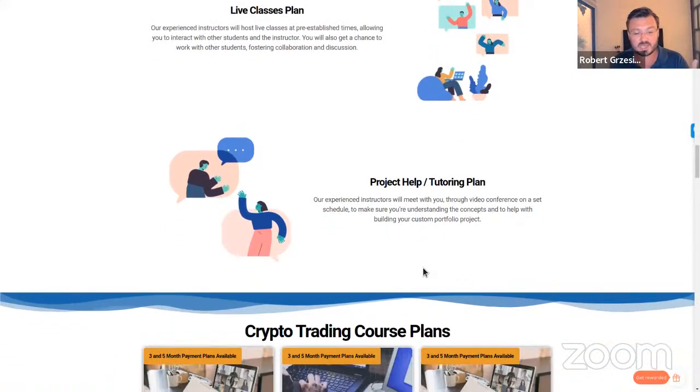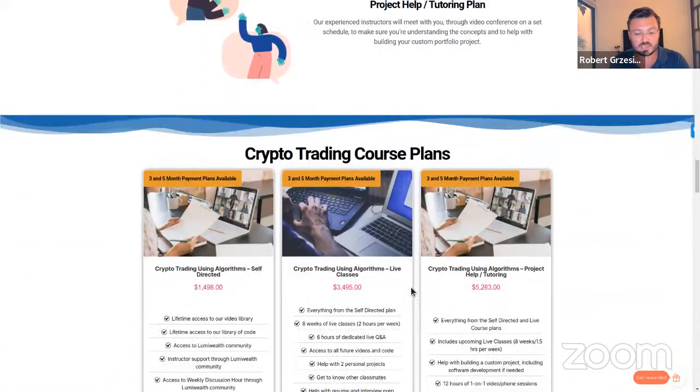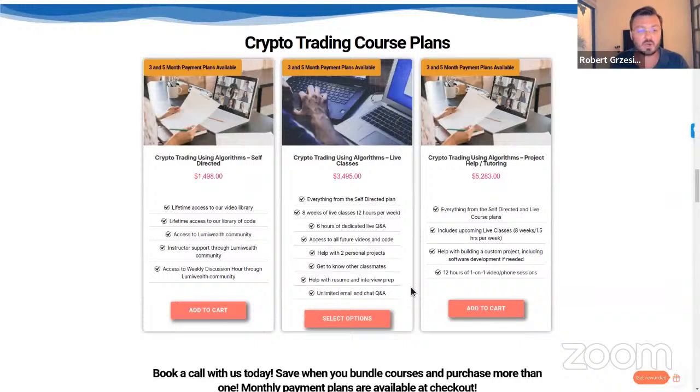Right, so those are the 3 plans. When you scroll down here, you'll see the pricing for all of them. Our self-directed plan is $1,500. Our live plan is approximately $3,500, and our project help and tutoring is $5,283. All of these have payment plans available, so there are 3-month and 5-month payment plans. You pay it all up front, or you can pay it in 3 months or over 5 months.